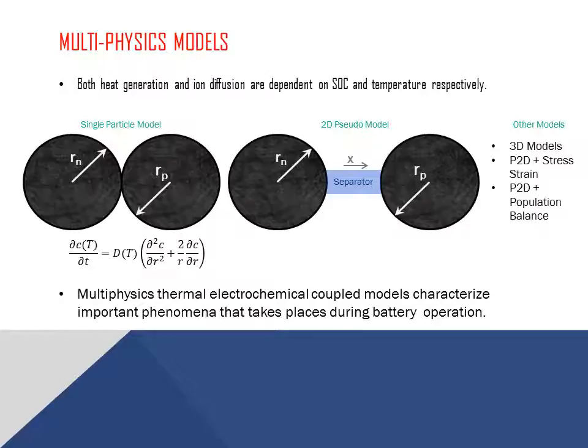On the far right-hand side, we have more complex models like a 3D model, and a pseudo 2D incorporating the formation in the material as lithium ions intercalate and deintercalate during operation. We also have more complex models like the pseudo 2D model that accounts for different sizes and shapes in the so far assumed perfect sphere particles. Multiphysics thermal electrochemical coupled models characterize important phenomena that take place during battery operation and that other models cannot capture.